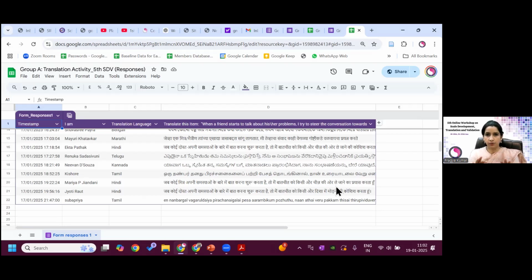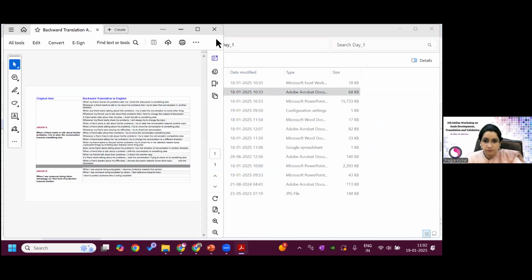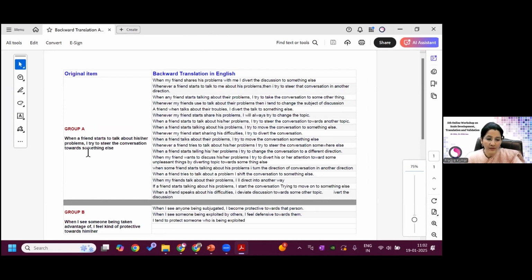But again, for now, this forward translation activity you all have done, and then you have to do the back translation also, and I think you have done it. So I will just compare the initial stem with the final one, the back translation. So if I go here to the back translation activity, if you see group A, this is the only one. Group A has to do the back translation of "when a friend starts to talk about his or her problem, I try to steer the conversation towards something else".